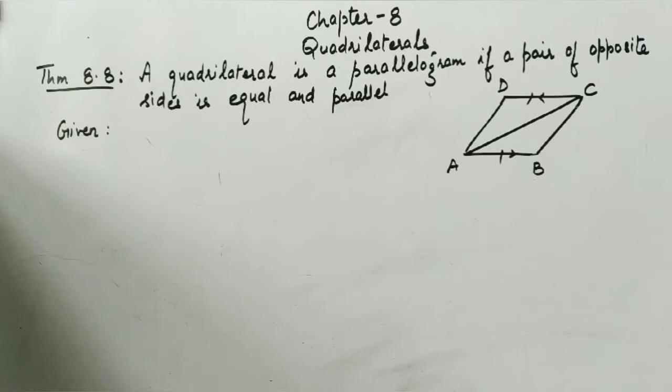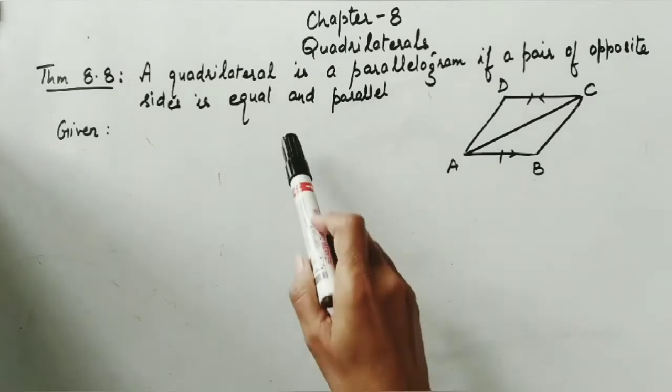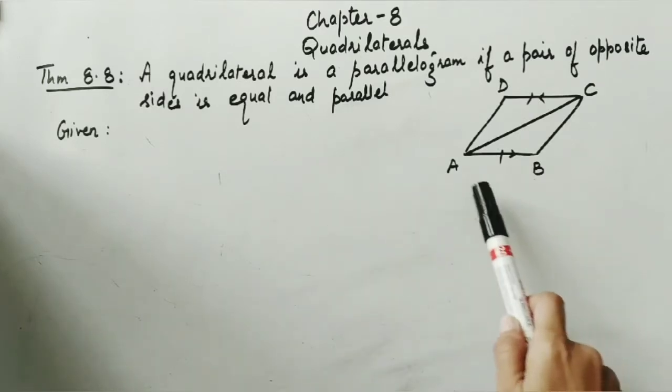We have another condition for any quadrilateral to be a parallelogram. So that condition we are going to understand in the form of theorem. This is theorem 8.8, which says a quadrilateral is a parallelogram if a pair of opposite sides is equal and parallel. Look at this figure.